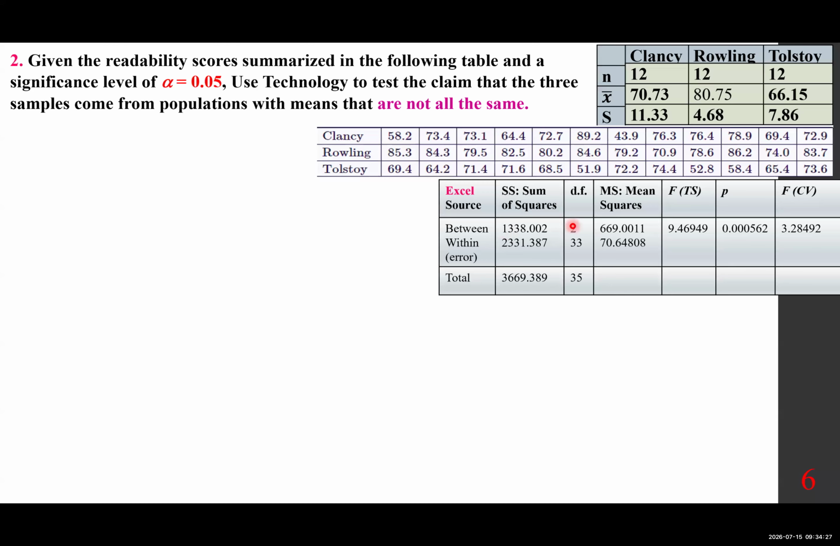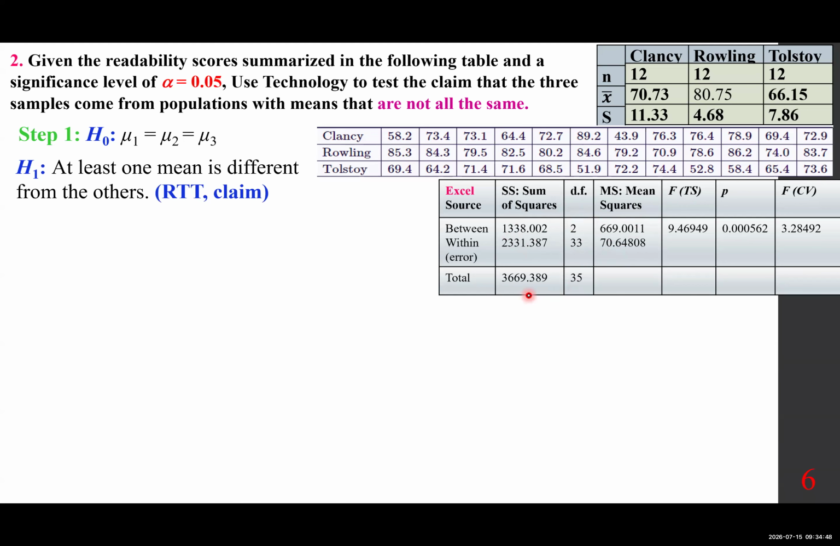If you divide this one by this one, so divide this number by this one, you get this one. This one by this one, you get this one. Add these two, you get this one. So that should be pretty straightforward. Having said that, H0: mu1 equals mu2 equals mu3. And H1: at least one of them is different. And this is the claim.